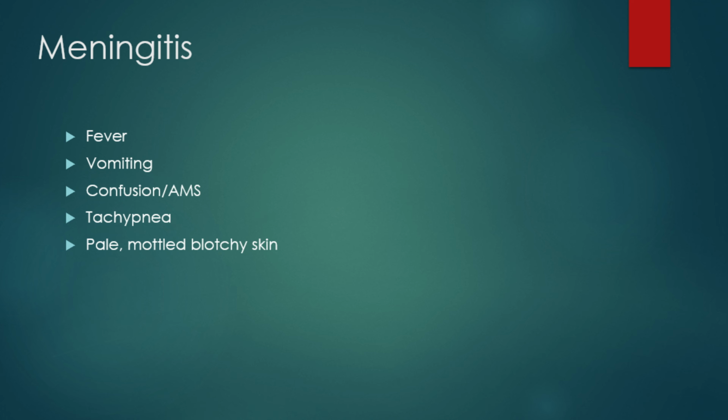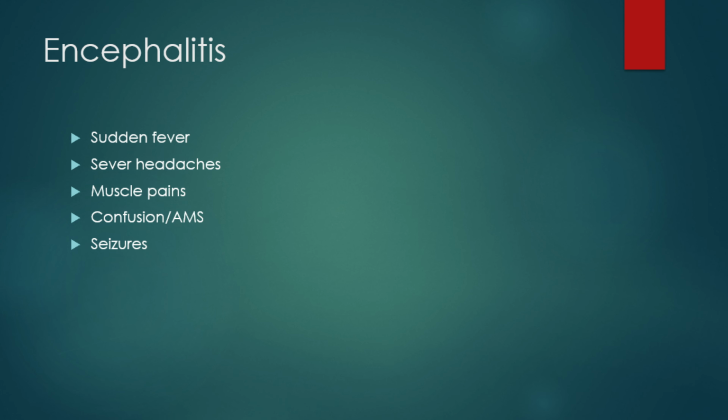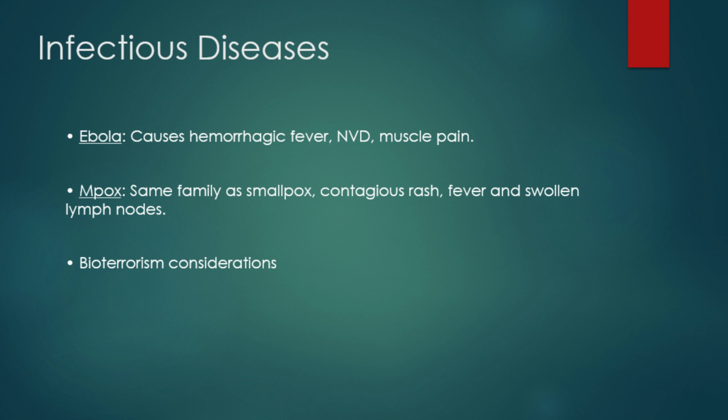Blotchy skin, stiff neck, high fevers. The encephalitis, more viral in nature, comes from West Nile or ticks, things like that, and can cause seizures, right? So that's the symptom takeaway. So, some more infectious diseases. Ebola, again, it causes hemorrhagic fever, very painful, very disgusting. Muscle pains. Mpox, this is in the same family as smallpox, contagious rash, fever, all the usual stuff. Attacks on the lymph nodes.